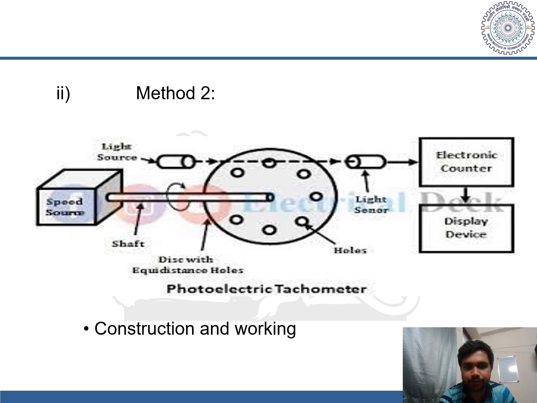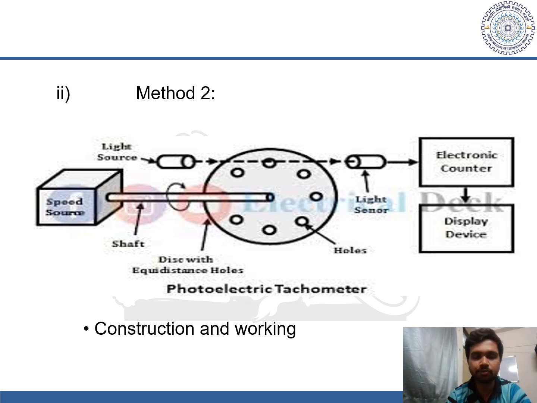Now let us go through method 2. First of all, let's look at its construction. It basically consists of a shaft which is connected to a motor acting as a speed source. The shaft is also connected to a disc with equidistant holes. There is a light source and a light sensor which is connected to an electronic counter, which is connected to a display device.